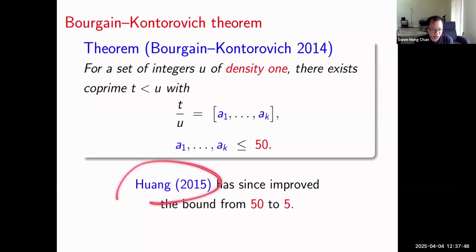And in 2015, Huang, a student of Alex Kontorovich, improved the bound from 50 to 5. And that is the current best known result for Zaremba's conjecture. Okay.